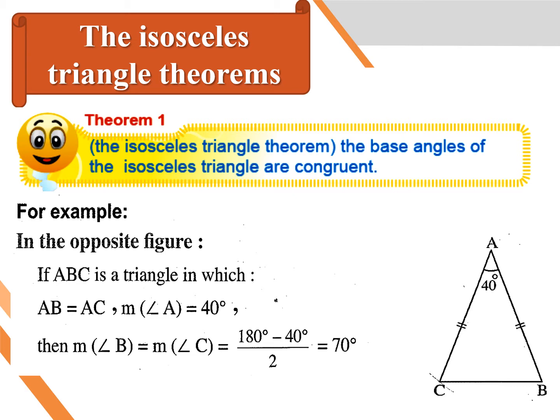And here I have two base angles that are equal. So I write 180 minus the vertex angle, which here is 40, over 2, because the base angles are congruent, so it equals 70 degrees.